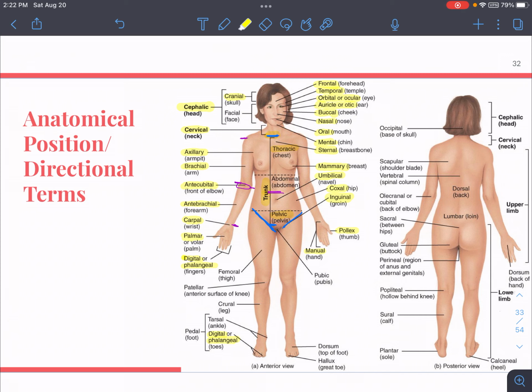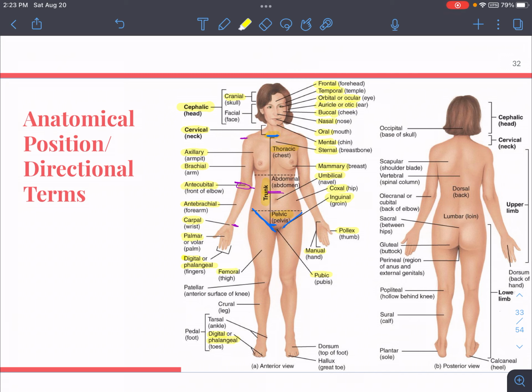Manual for your hand. That's one that I have not heard used very often. I've heard the rest of them all the time, but manual is one I have not really heard much used for your hand. Pubic, is that pubis bone.